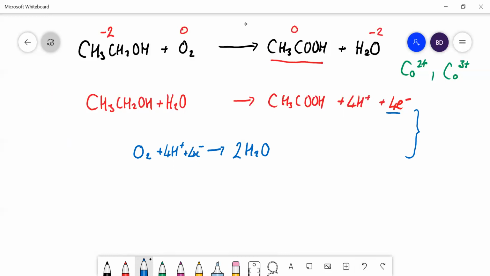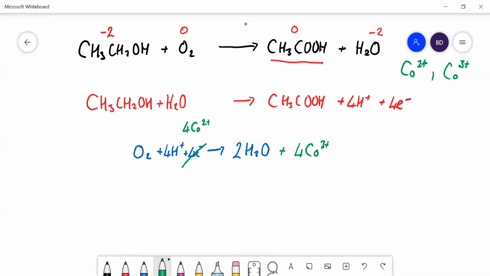Right, now what we need to do is replace electrons in these equations with cobalt species. Okay, so let's do this one here. The oxygen is gaining electrons. Now, what can give away electrons? So it's the Co2+ species which can give away the electrons. So let's cross out those electrons, and we want 4 Co2+, they're going to provide the electrons, and when they go to the other side they've lost the electrons, so that's now 4 Co3+.